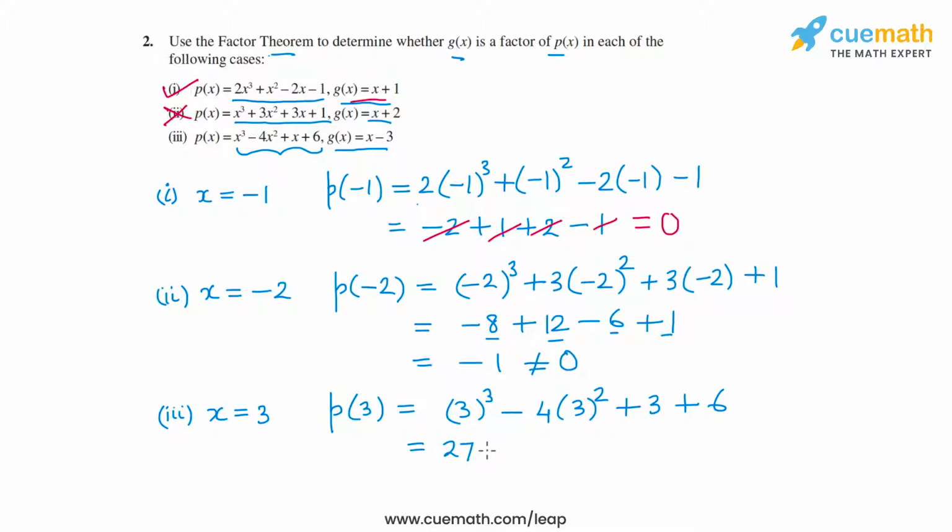So that's 27 minus, 3 square is 9, 9 times 4 is 36, plus 3 plus 6. So that's minus 9 plus 3 plus 6, which is equal to 0. So p(3) is equal to 0, which means that in the third part, g(x) is a factor of p(x). And that solves the second question. Let's go to the third one.